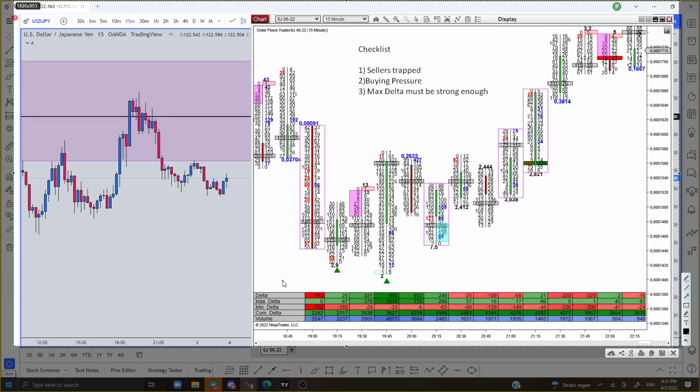Sorry, check the sellers. 58 sell contracts trapped here. So first criteria is met. Sellers trapped. Buyers are joining. Here we see these buyers are now joining.